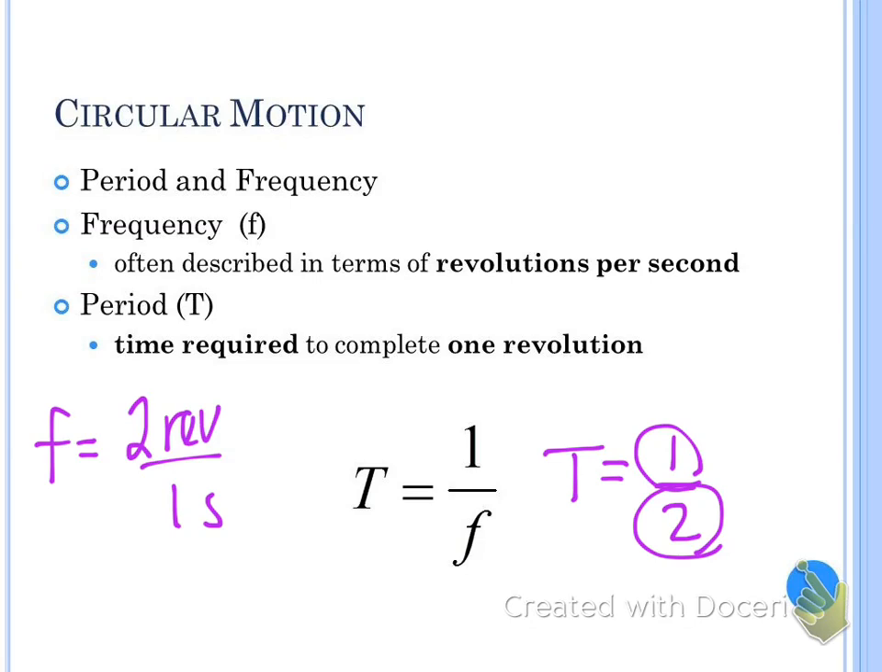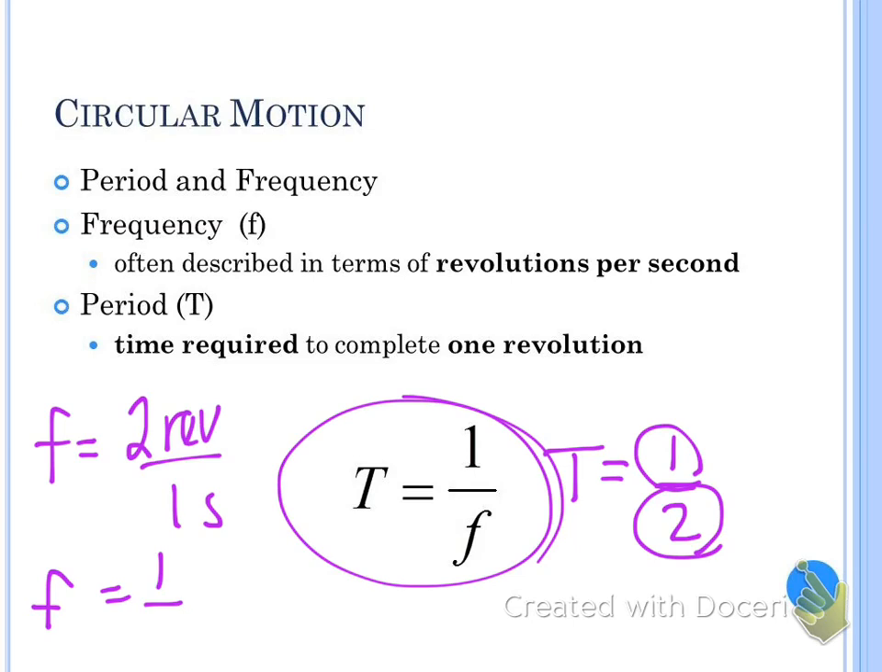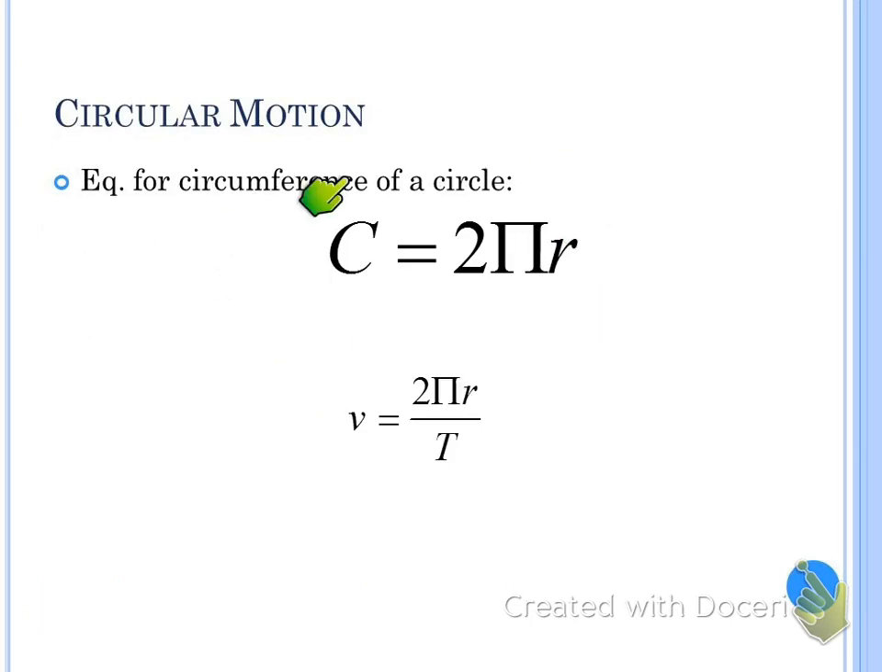That makes sense? We need to be able to plug these in the reciprocal form, so you need to know one or the other. You'll see it either as T equals 1/f or f equals 1/T. You can write both of those down. This equation, the centripetal acceleration equation, those should go on your equation sheet because we're going to use those quite a bit.